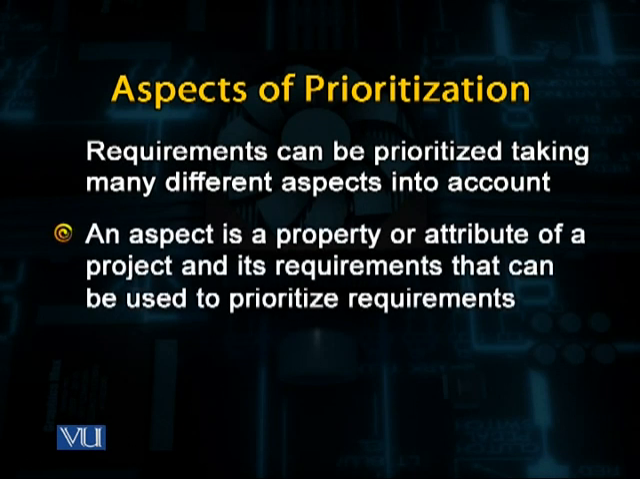An aspect is a property or attribute of a project and its requirements, and that can be used for requirements prioritization. What happens is that oftentimes these aspects interact with each other, and a change in one aspect could result in an impact on another aspect.